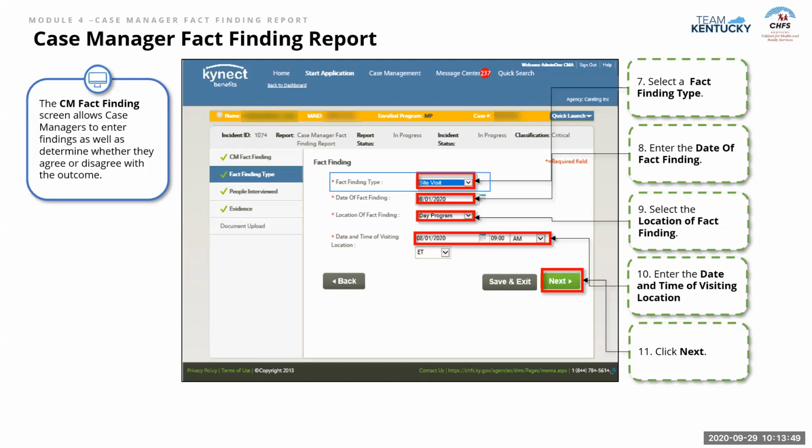Then they would enter the date of the fact-finding, the date they actually went and conducted that. It would then come down to the location of fact-finding, selecting one from the drop-down, whether it be day program, in-home, or whatever is deemed appropriate. And then they would enter the date and time of visiting the location, so make sure that is all entered. Once all those mandatory fields are entered, the case manager would go ahead and click Next.